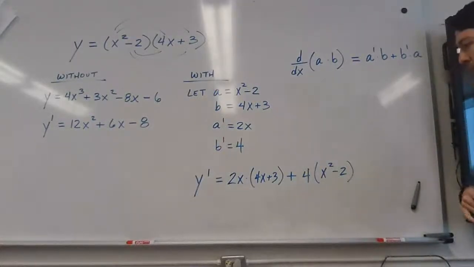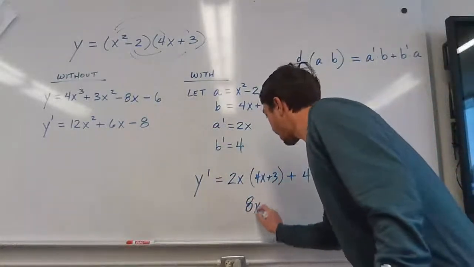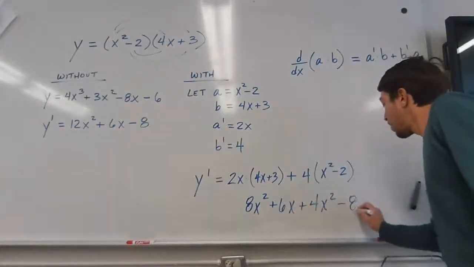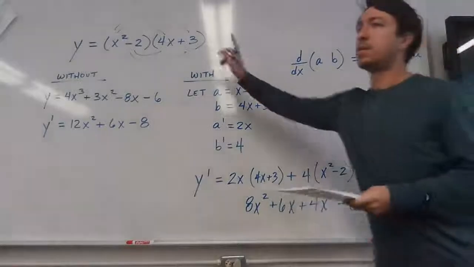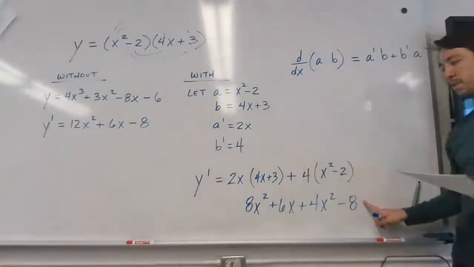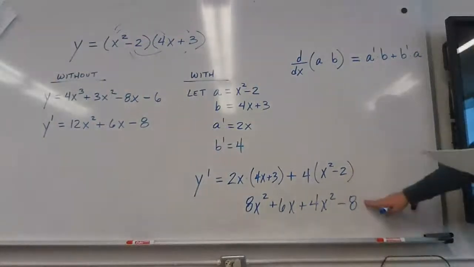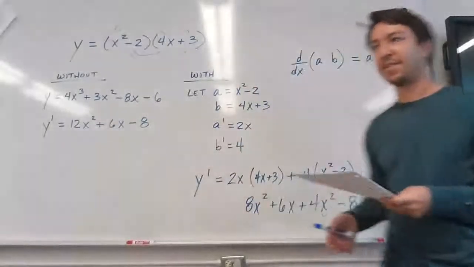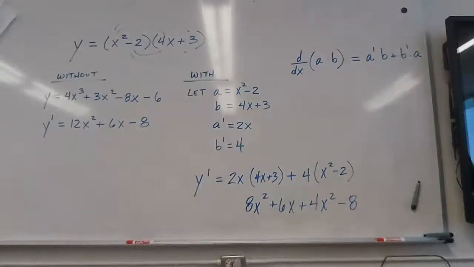Now, to double check, is that really the same as that? If I expanded this out, I'd have 8x squared plus 6x plus 4x squared minus 8, which of course is the same as that. So as you can see, this last step, usually we're not going to worry about that. Usually this ends there. For this one problem, let's show that, yes, woo, sigh of relief, it works. I was worried it wasn't going to work.